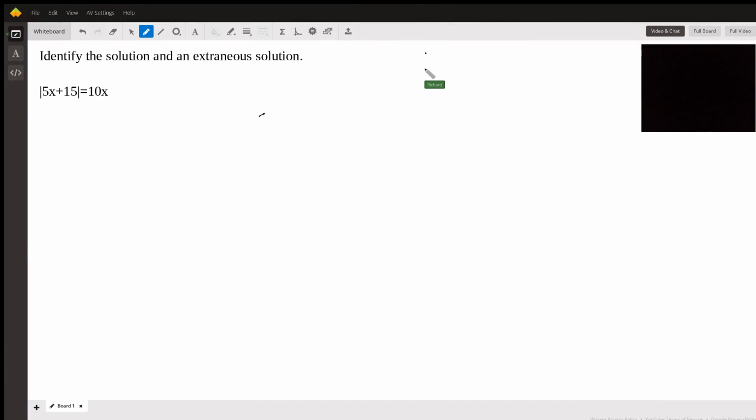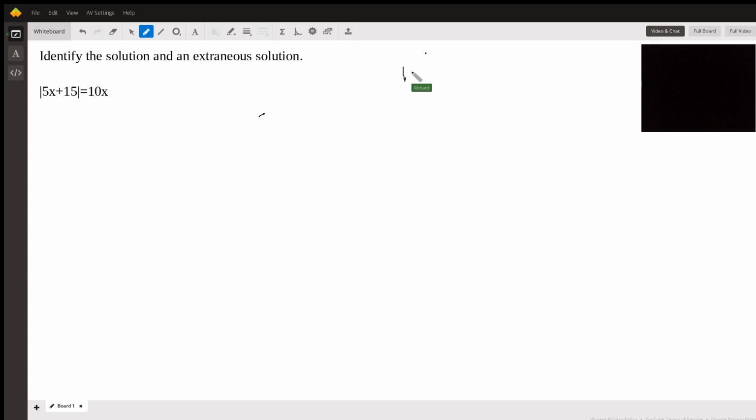I'm a math tutor at Wyzant, and I'm answering this question submitted by a student, which has the absolute value of 5x plus 15 is equal to 10x. So to solve an absolute value equality, we go through this procedure. There are actually three procedures that you should know. One procedure for equals to, another procedure for less than, and a third procedure for greater than. But the equals to procedure is fairly straightforward.